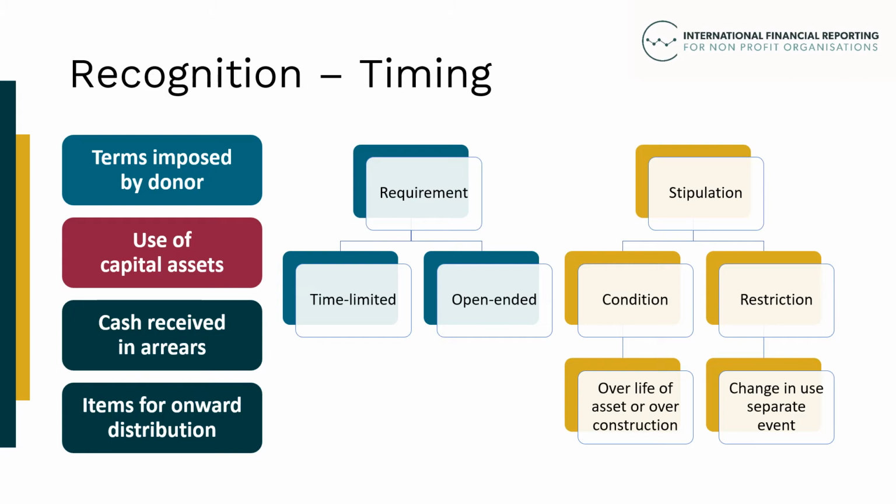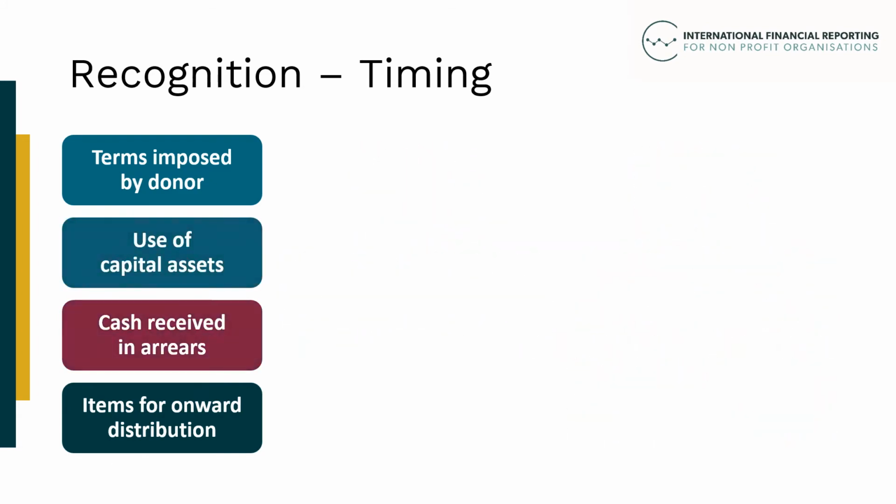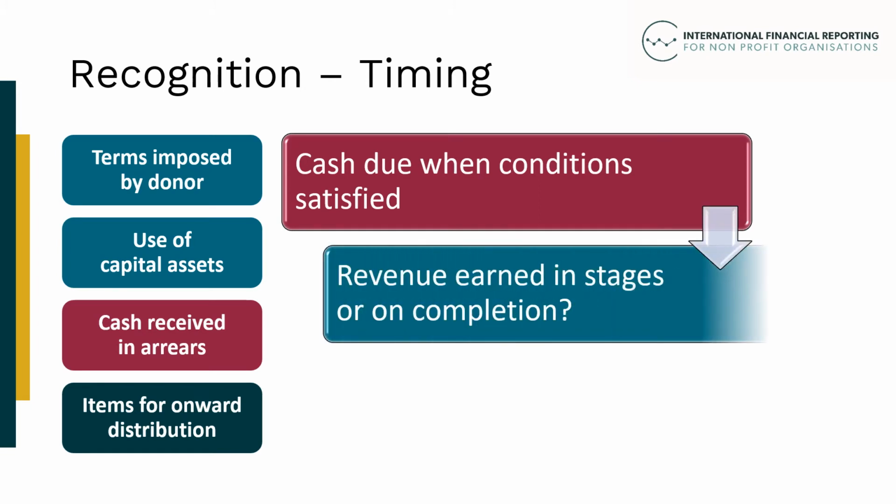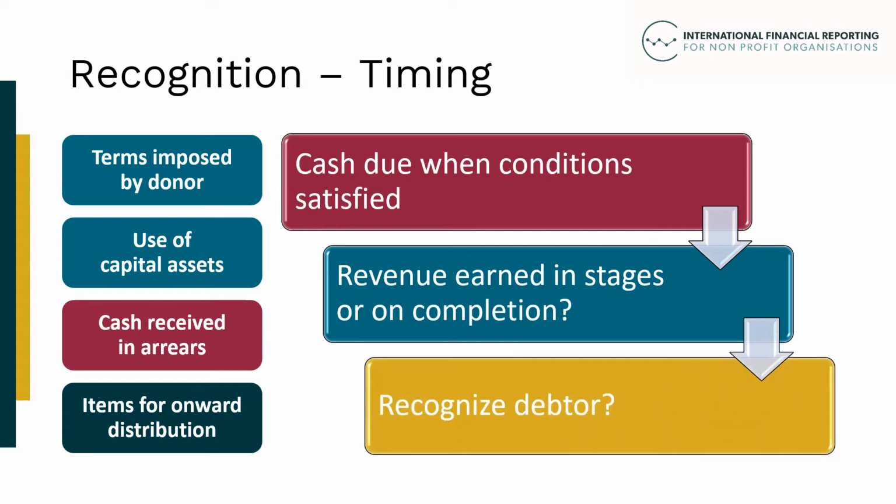In some cases, cash may be received in arrears after conditions have been satisfied. For example, an NPO may receive funding to provide vaccinations and be paid based on the number of vaccines provided. NPOs will need to determine whether revenue is earned in stages or only when a project is complete, and will need to consider whether they should recognise a debtor for amounts due but not received.